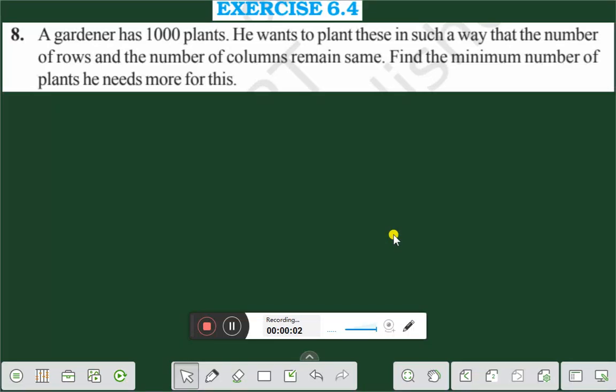Hello everyone. Today I'll discuss exercise 6.4 question number 8. A gardener has 1000 plants. He wants to plant these in such a way that the number of rows and the number of columns remain the same. Find the minimum number of plants he needs more for this. Let us solve this problem.